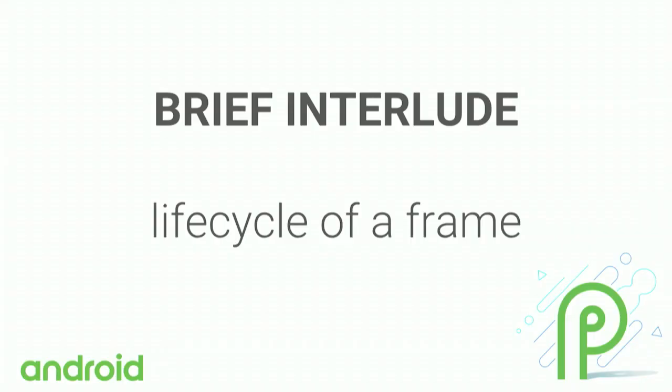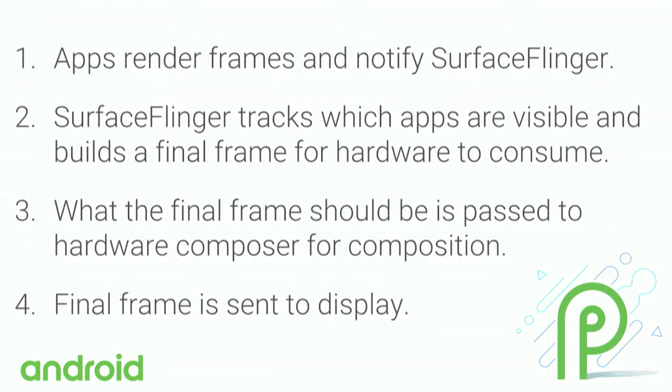If you have no idea what I'm talking about when I say Surface Flinger, let's talk about how a frame actually makes it to the display on Android. What is the basic life cycle of a frame? Number one, apps will render a frame. Your game will render a frame, and it will send a message to Surface Flinger saying, I have a frame ready for you to display. Surface Flinger will wake up at 60 hertz, I guess, and figure out which apps are visible. And it will build a list of all the frames to be combined into a form that the underlying hardware can deal with.